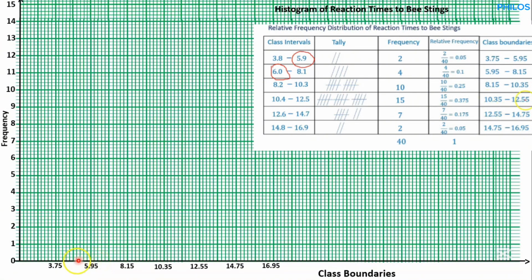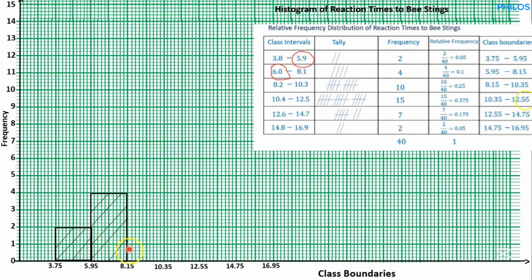Now, the first class, 3.75 to 5.95, what's the frequency of that class? The frequency is 2. So we draw a bar up to the height of 2, and then we just shade inside. Then we go to the next class, 5.95 to 8.15. The frequency of that class is 4. So we draw up to 4 and shade inside. So you see that in a histogram, there is no space.